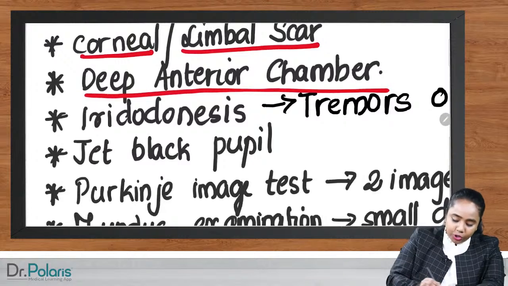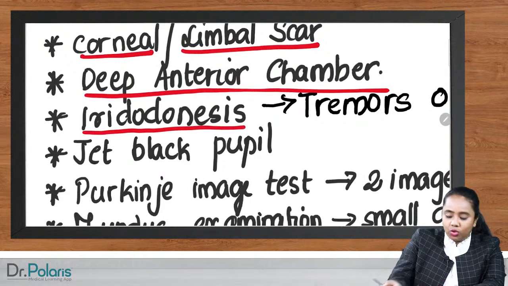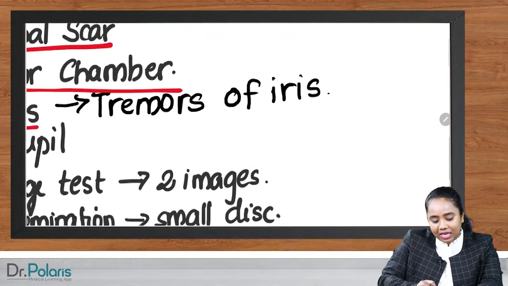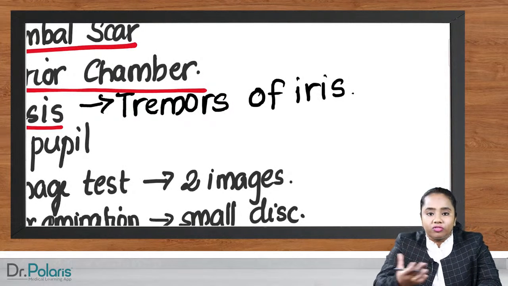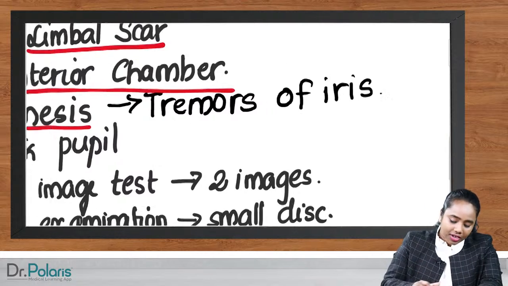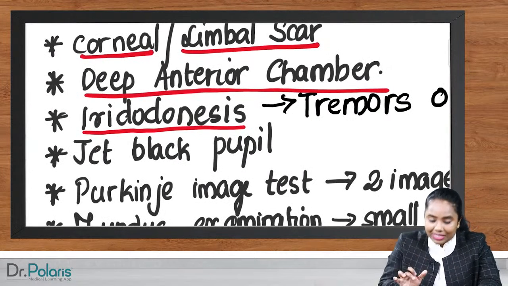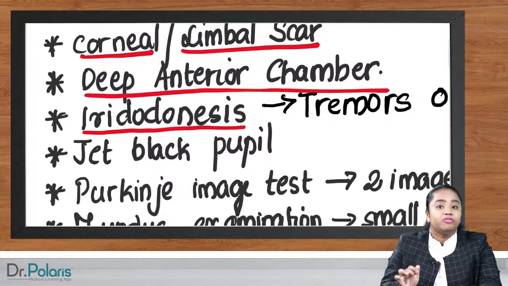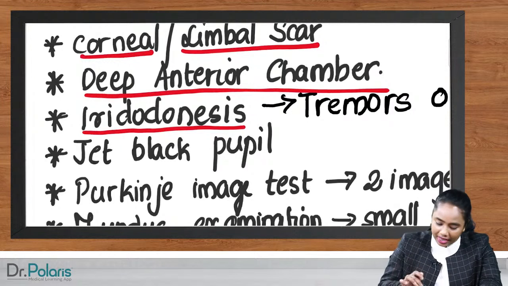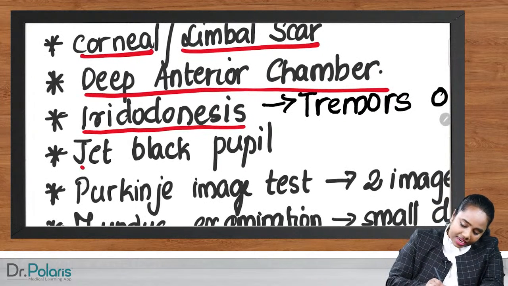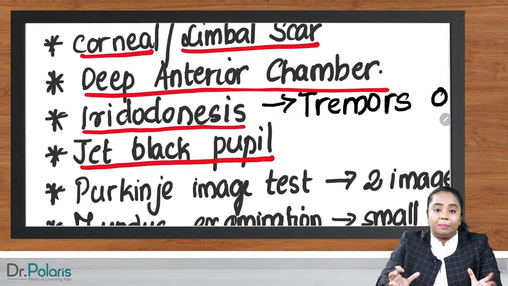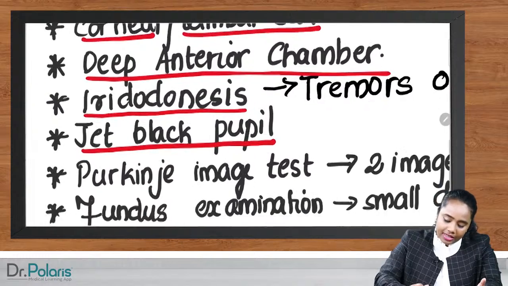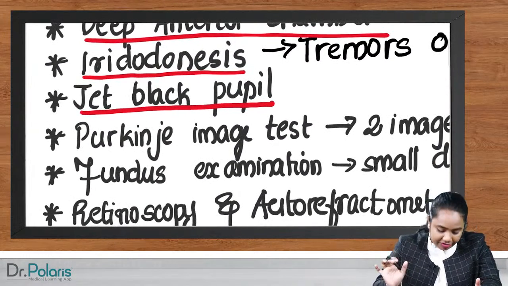Then comes iridodonesis. Now, what is iridodonesis? Iridodonesis is tremors of the iris. The iris is going through excessive tremors. That is called iridodonesis. It is also one important finding that you can see in case of aphakia. Then comes jet black pupil. The color of the pupil is very black. A jet black pupil is a common appearance in case of aphakia.